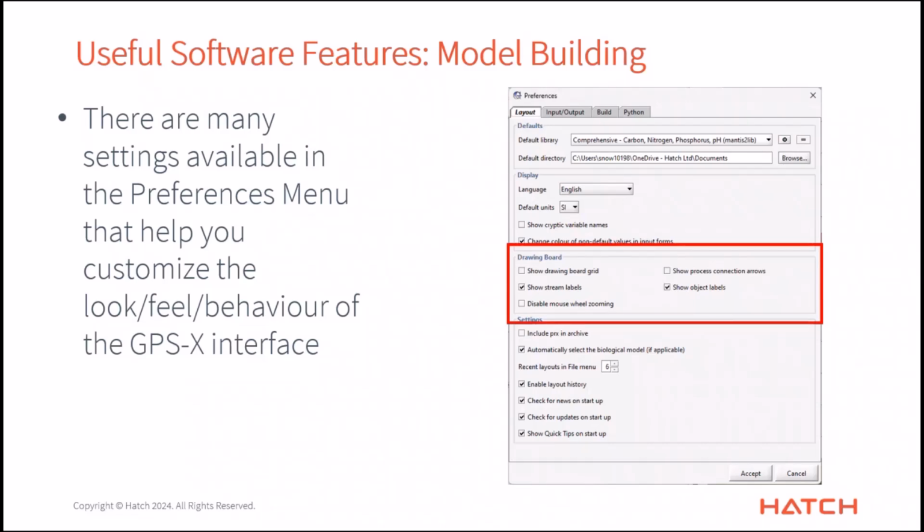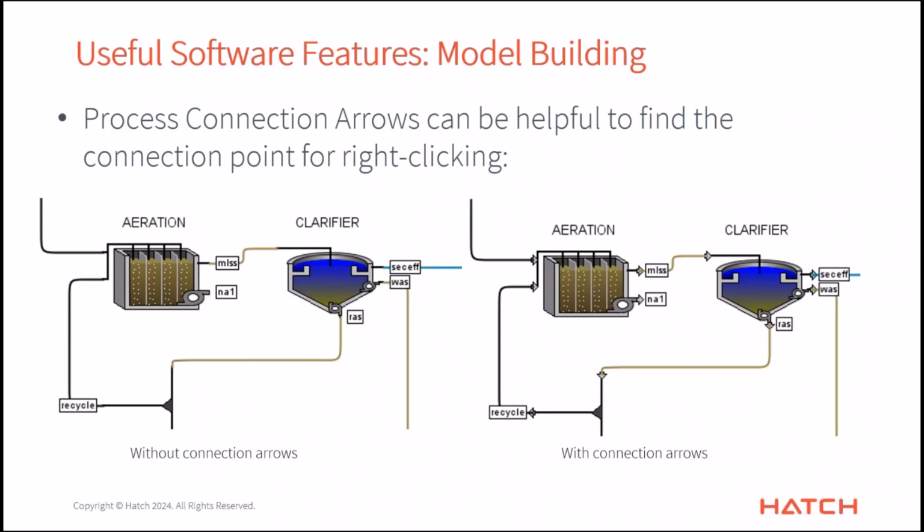One of the things you can see here is that we can turn on and off these process connection arrows. These are these little tiny arrows connected to the place where you can put in a connection, a stream coming from another object upstream or downstream. They're not very big or particularly noticeable. However, they are very handy if you're not quite clear on where you should be connecting the stream to. You can see in some cases over here that it's not really clear where the actual connection point is along there.